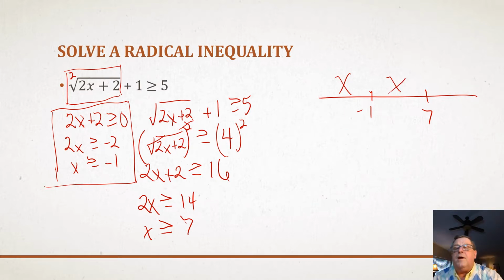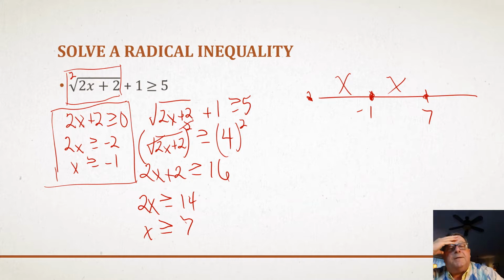So that interval fails. And now we're going to go and test this interval, something greater than 7. And I can pick any number greater than 7. And by the way, I should put closed dots here and closed dots here because these are greater than or equal to.